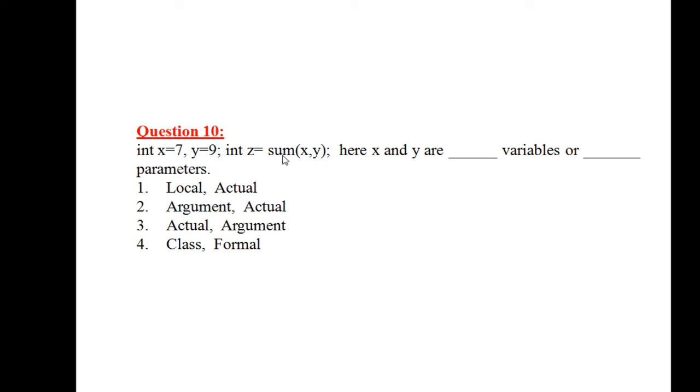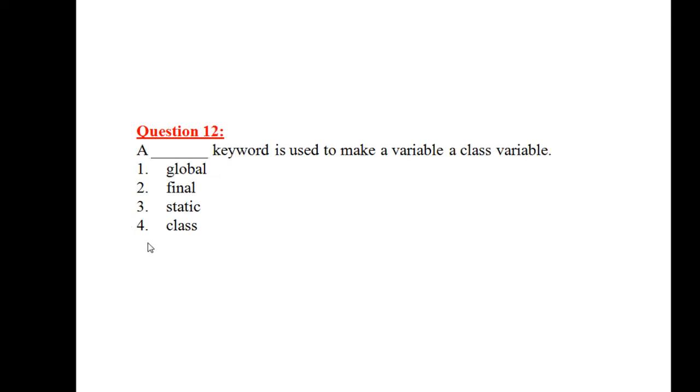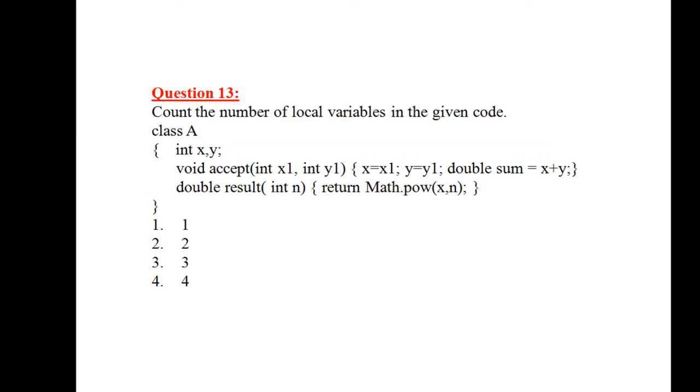Question number 10 is x is equal to 7, y is equal to 9, int z is equal to sum, and in bracket you are passing x and y. Here x and y are dash variables or dash parameters. It is number 2, argument variables or actual parameters. Question number 11 is dash variables are associated with the object. The right answer is class variables. Question number 12. A dash keyword is used to make a variable a class variable. It is static keyword.